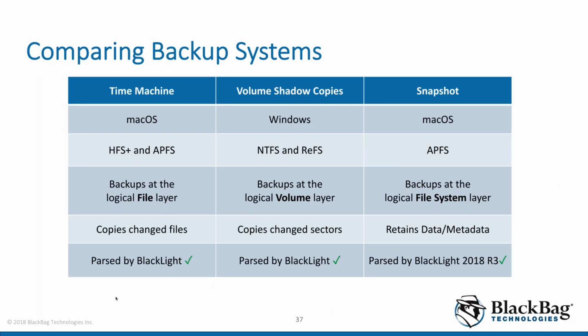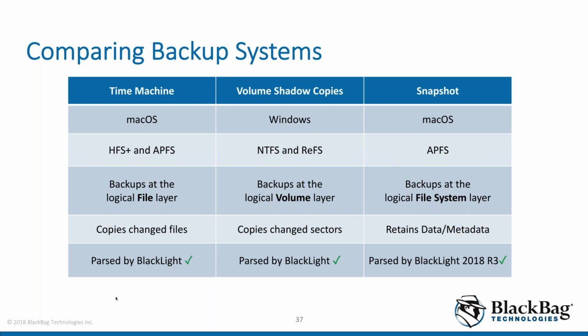So in review, we talked about 3 different backup solutions. We talked about Time Machine for Mac OS, Volume Shadow Copies for Windows, and Snapshots for Mac OS, and which file systems they work for. A little bit about how each of them works. Time Machine works at the file level, Volume Shadow Copies at the volume level, and Snapshots, APFS Snapshots, are built in at the file system level. And we talked a little bit more in depth about APFS Snapshots.